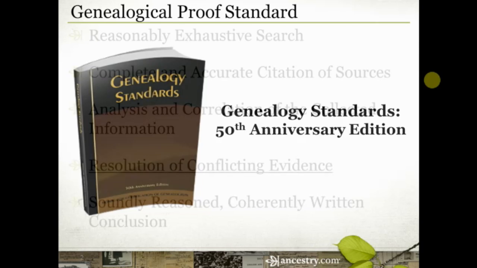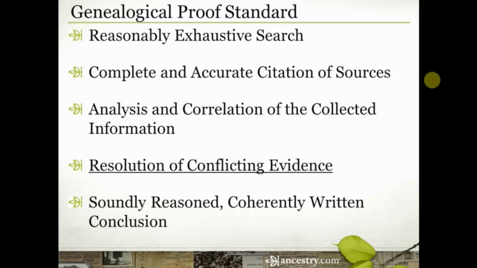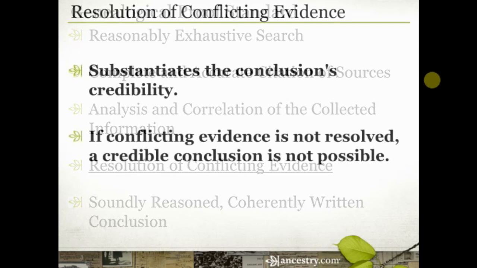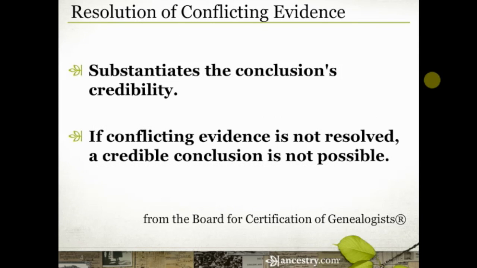Here's a review of the steps included in the Genealogical Proof Standard. We've talked already about a reasonably exhaustive search, complete and accurate citation of sources, and analysis and correlation of the collected information. Today we're going to be talking about resolution of conflicting evidence, and then next month we'll wrap it up with a soundly reasoned, coherently written conclusion. So let's talk about resolution of conflicting evidence.